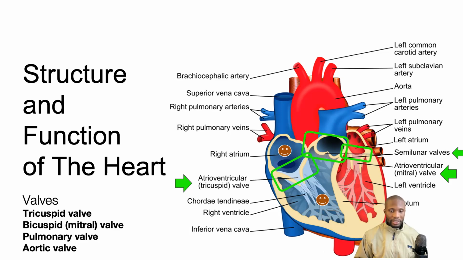And these are very important because they allow for movement of blood. So imagine you're in one part of the house, in the right atrium, which is one room. In order for you to go to the next room, which will be the right ventricle, you will need to go through the door. So these valves are very important for allowing blood to flow through the heart.